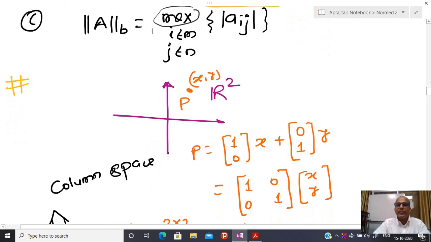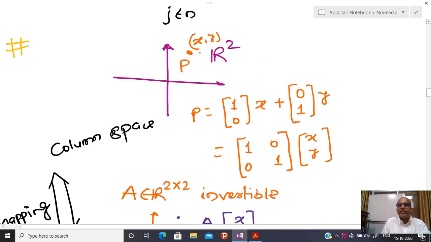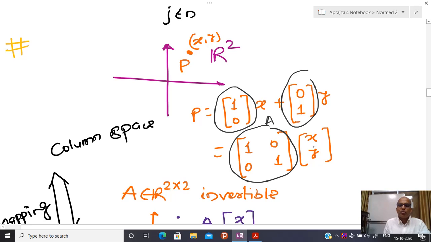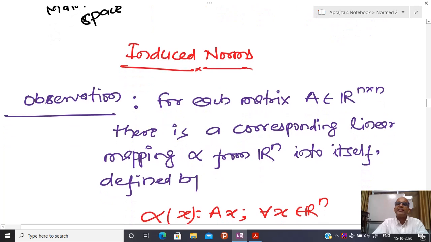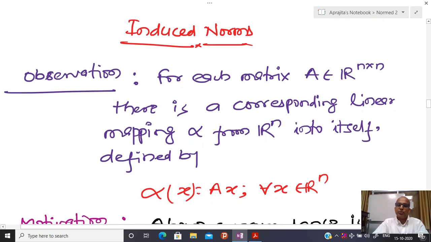And I have told you that if I have a certain point in a space, I can represent that point using a column vector. How are we representing it? Suppose I have to represent the point x and y, I can represent it like this, or you can put these two quantities here, so this forms a matrix. So this point can be represented by the column vector xy, and the same point can be represented by A times xy, where A is the matrix 1 0 and 0 1. It means that there is a mapping between the column space, where each vector is a column, and the matrix space, and using this equivalence one can generate a notion of norm, and that norm is called the induced norm.